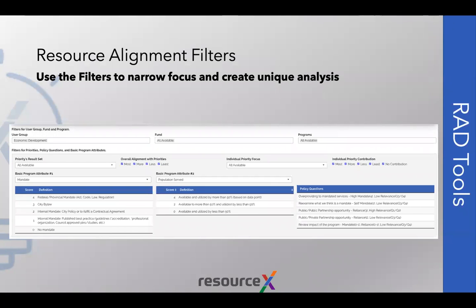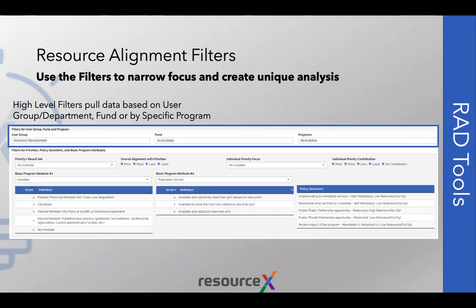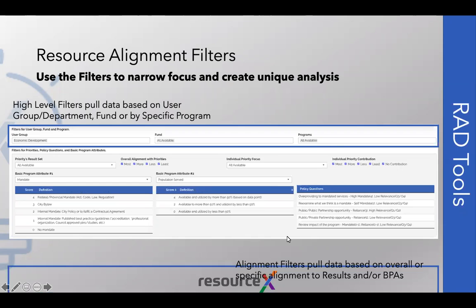Another thing that you can do from the single budget focus is, if you scroll down the page, you will see a set of filters. The filters start high level and work into more specifics. So from this high level, you can filter to a specific user group or department, a specific fund, or actually type in and find a program.